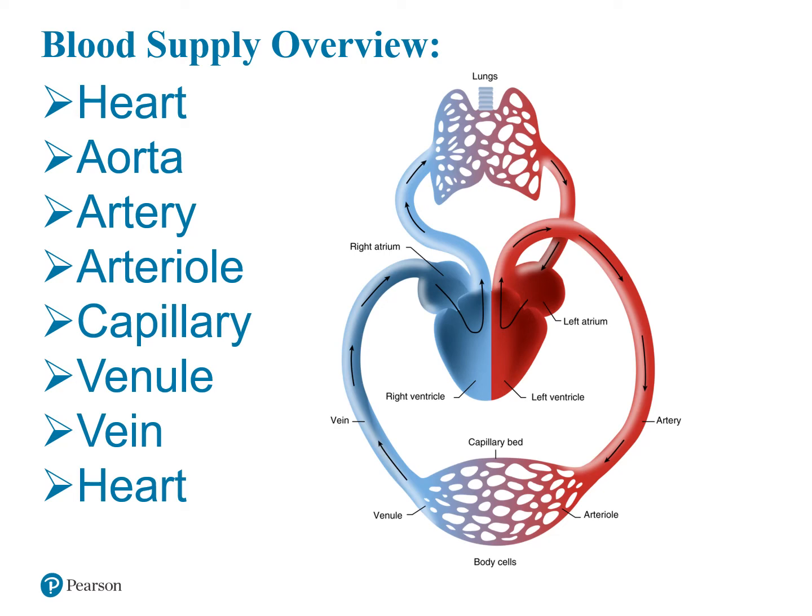So the blood supply overview. We haven't had blood supply specifically yet, so I want to touch on the overview of how the body works with blood supply. So we have the heart, and a pretty basic picture of it there for you to follow along. From the heart comes the aorta, which is the largest artery of the body. Then we call them arteries that come off of that. And the tiny arteries are called arterioles. Then we have the capillary bed.